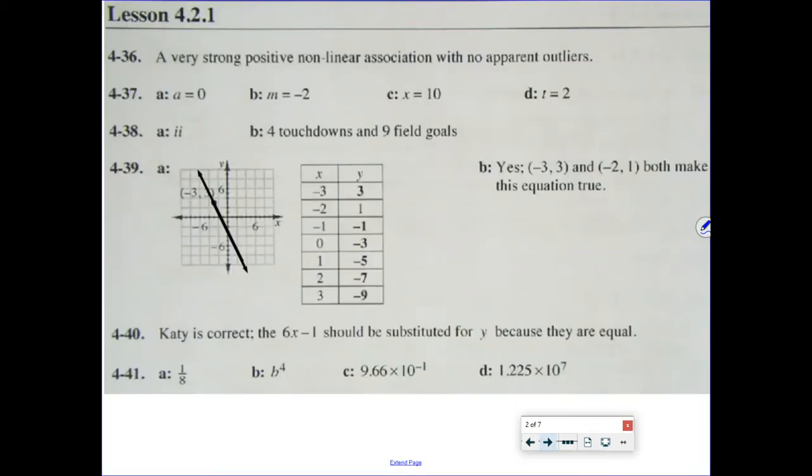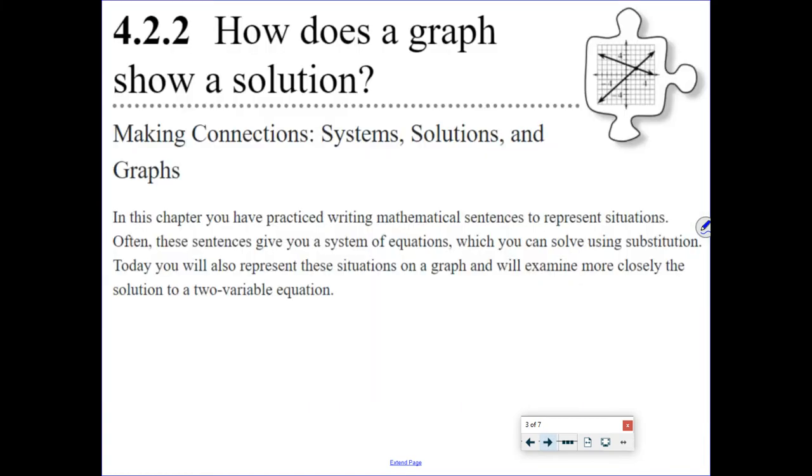Here's a review preview. Please go ahead and check your answers. Check your work. You can go ahead and pause the video at this point and check it. When you are done checking it, please unpause it, and then we will continue. If you have further questions, please write in notes so you can ask me in class tomorrow. Got it? All right, let's move on then.